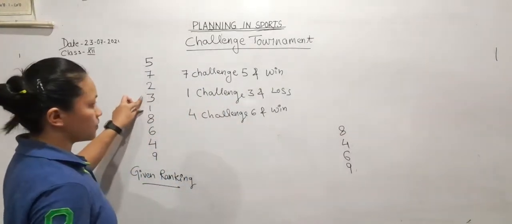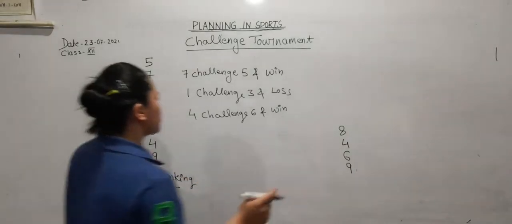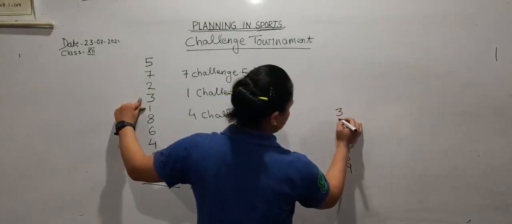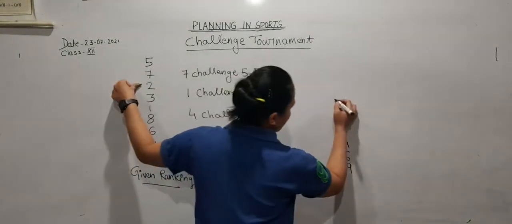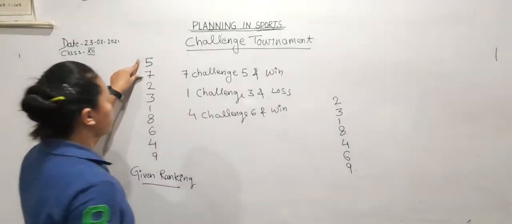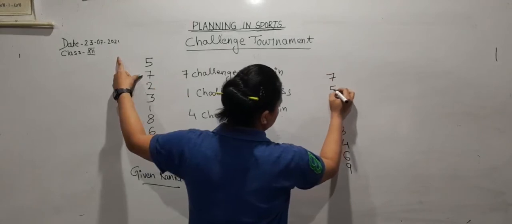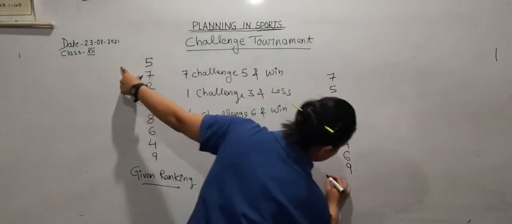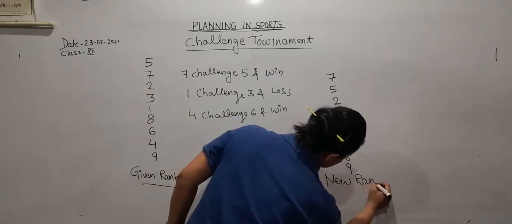1 challenges 3 and loses. Therefore there will be no change in the rank. Next, 2, no one has challenged 2. 7 challenges 5 and wins. Therefore 7 will get the rank of 5 and 5 will come down. This is the new ranking.